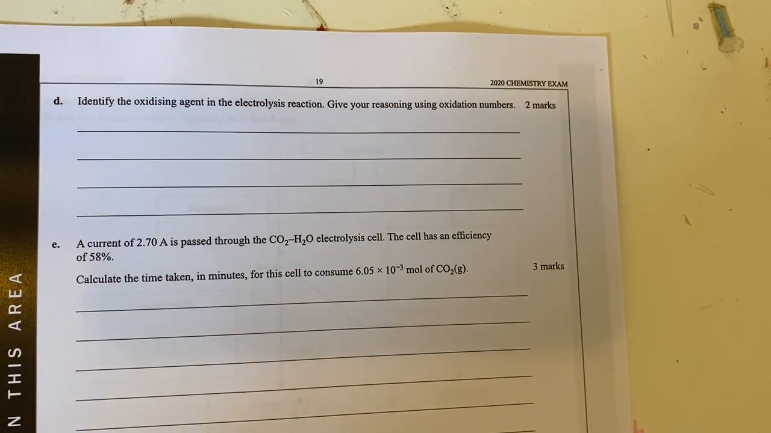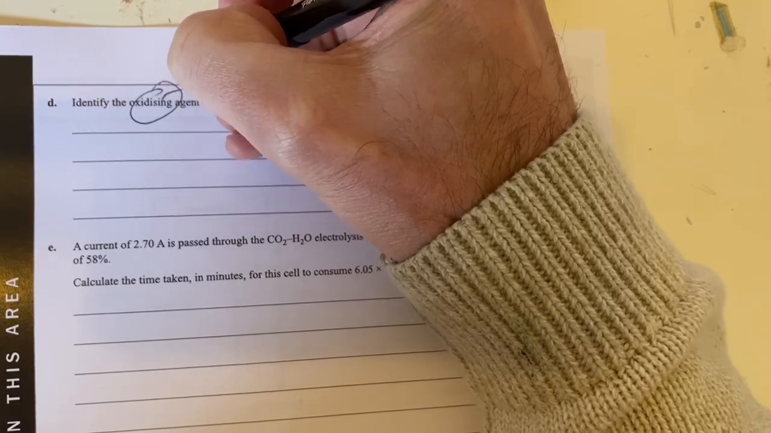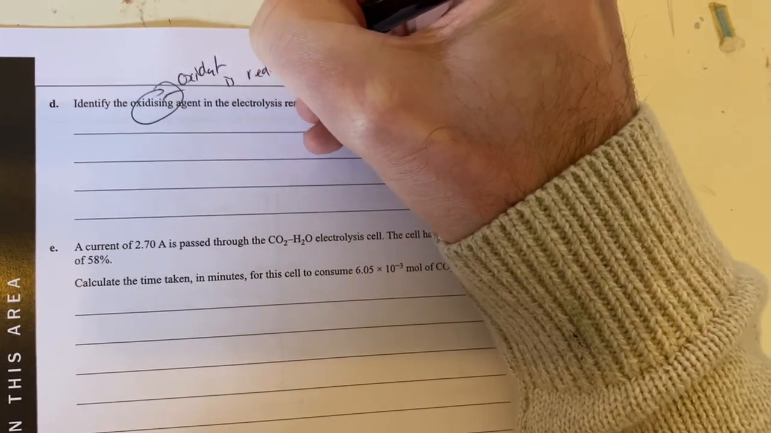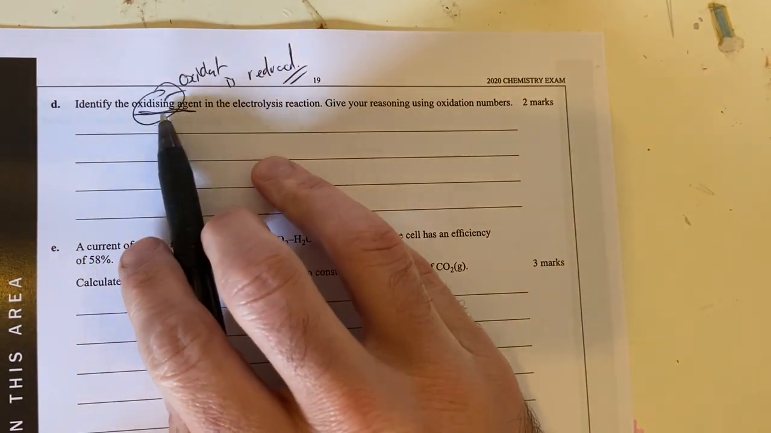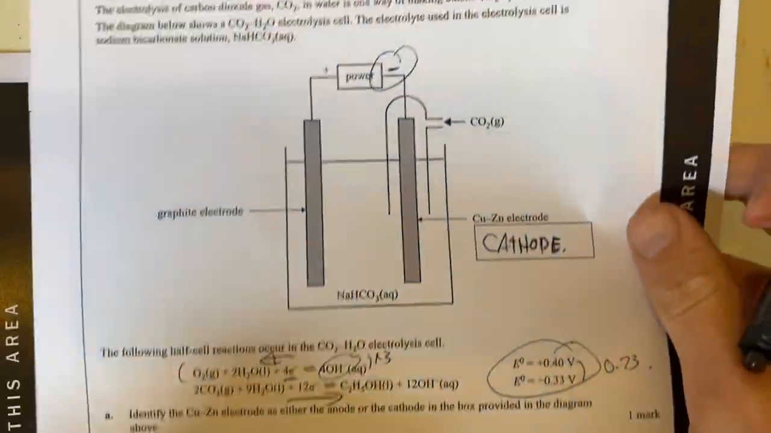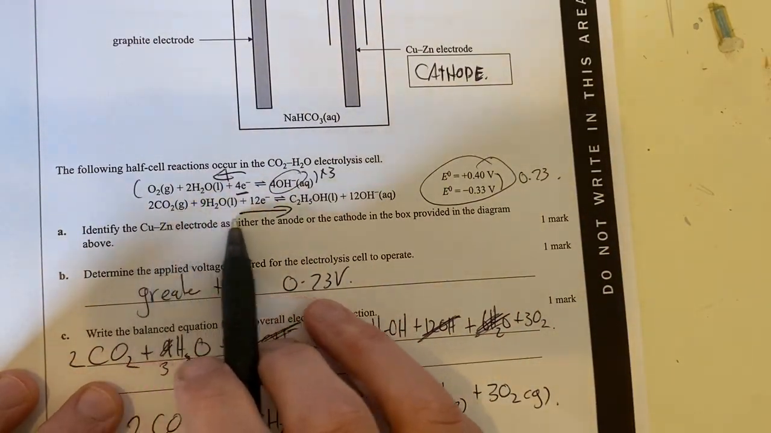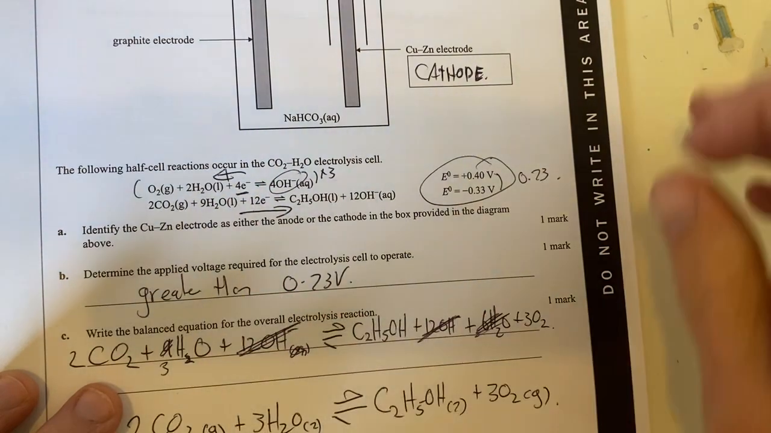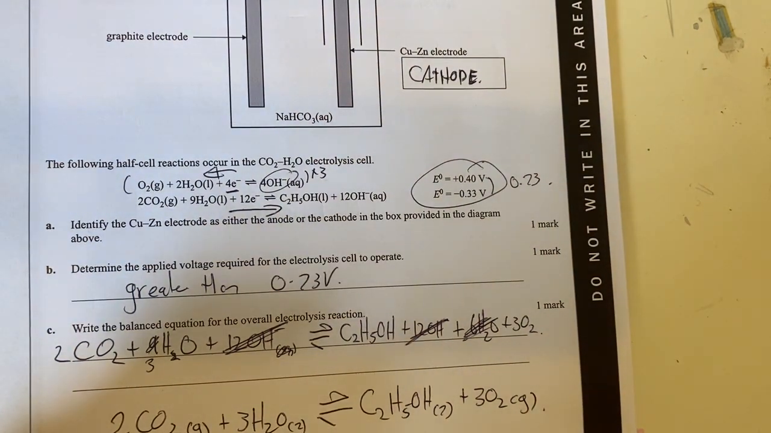Let's move on. Identify the oxidizing agent in the electrolysis reaction and give your reasoning using oxidation numbers. So the oxidizing agent is the oxidant, and that is reduced. The wording for this type of redox stuff is annoying, but oxidizing agent means it causes oxidation to happen and itself is reduced. So what is being reduced? Where's my reduction occurring? It's this reaction here, so I should expect my carbon dioxide to be the oxidizing agent. Let's just double check that with, what are they called?